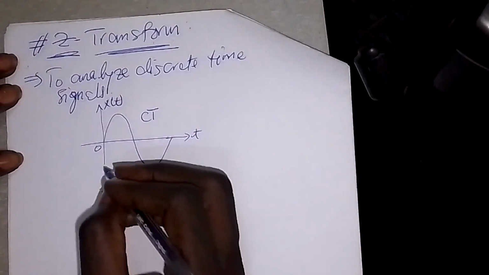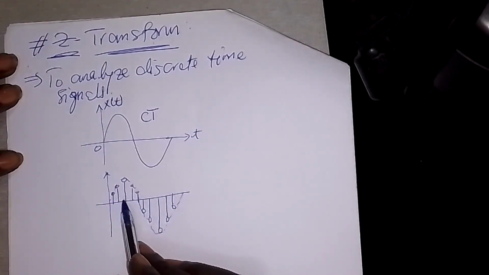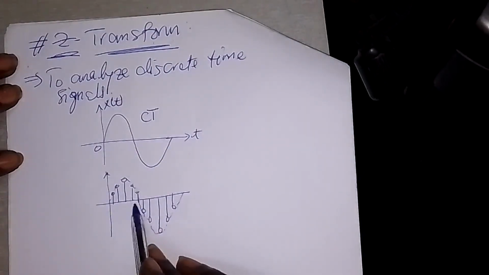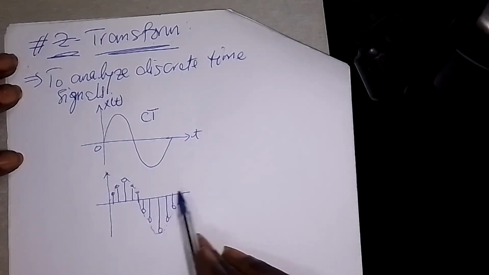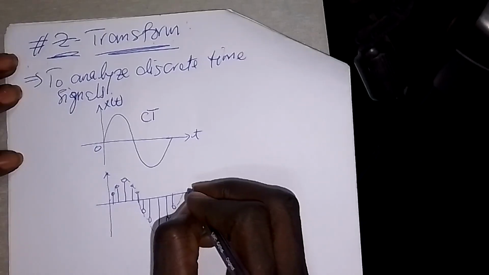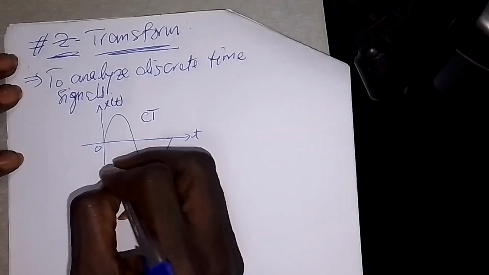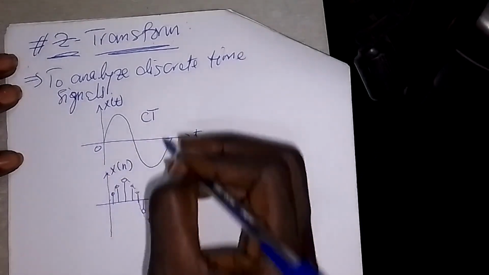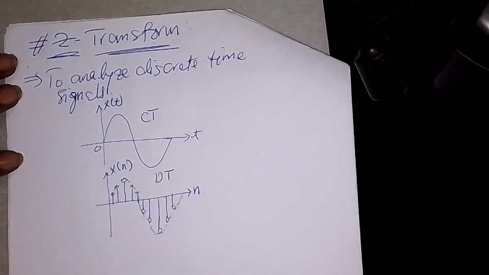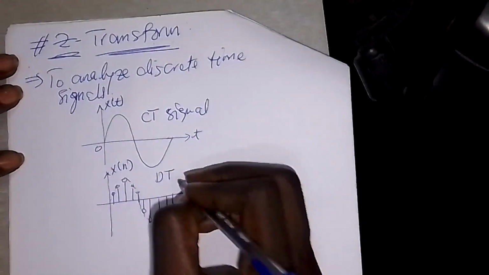But here it is discrete. You can see that the points are occurring at specific instances of time, but above it's continuous with time. Because I'm taking specific instances of time, the points are discrete, and I'm taking samples. I'll call the number of samples n, and here I'll call it x of n. So this is a continuous time signal, and this is a discrete time signal.